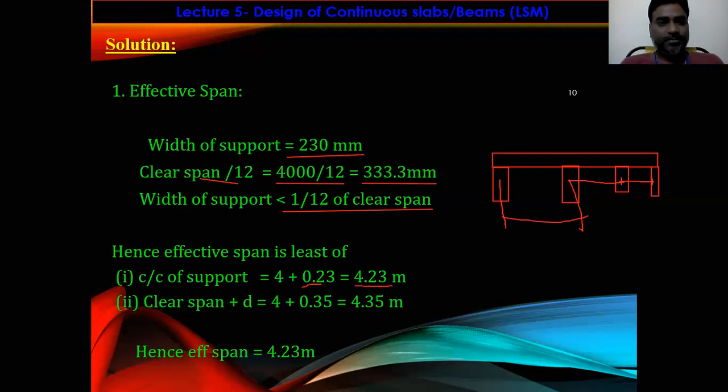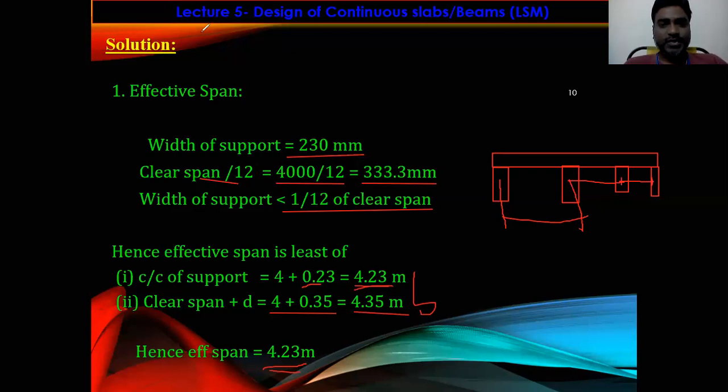And similarly, clear span plus effective depth, that is 4 plus 0.35, 4.35. Therefore, you should consider the least of these two. So which one is least? 4.23 meters. So this is my effective length of the span.